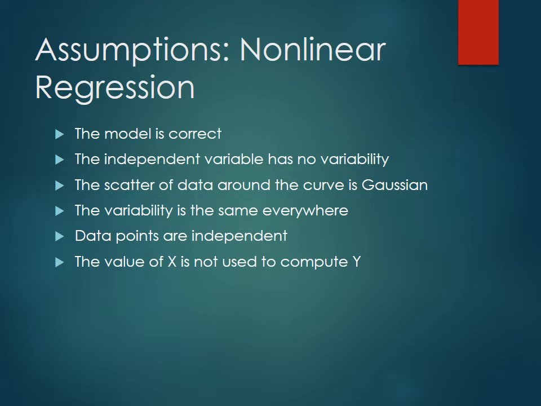The scatter of the data should be Gaussian in nature. So again, you can run tests for that. And then the variability around the curve should be the same throughout. So there shouldn't really be much change in variability throughout that. Again, the data points are going to be independent of one another, and then the value of x is not used to compute y. So you see a lot of these assumptions that were used in linear regressions are going to pop up here in nonlinear regressions as well.